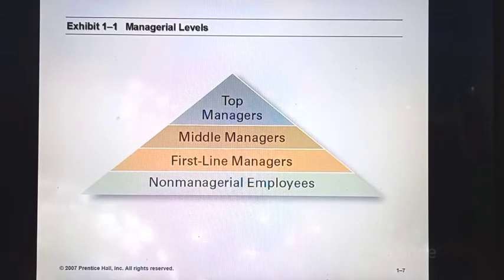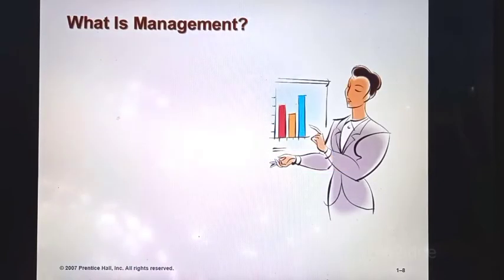At the bottom, you can see there the non-managerial employees. Then the first-line managers are responsible for them. Then the first-line managers are being managed by middle managers, and the top managers, they're there at the top to manage the whole operations and doings of their companies. So this brings us to what is management.